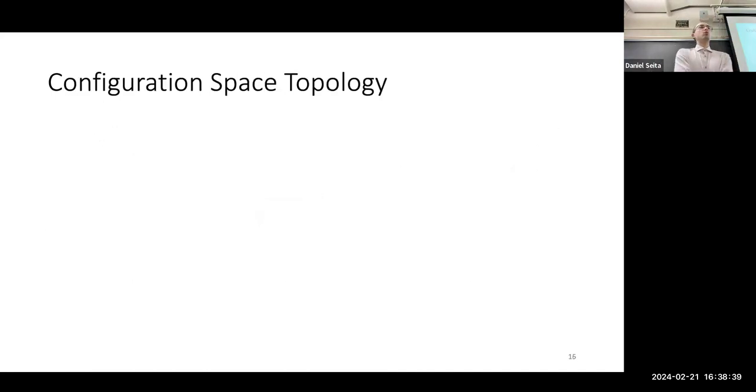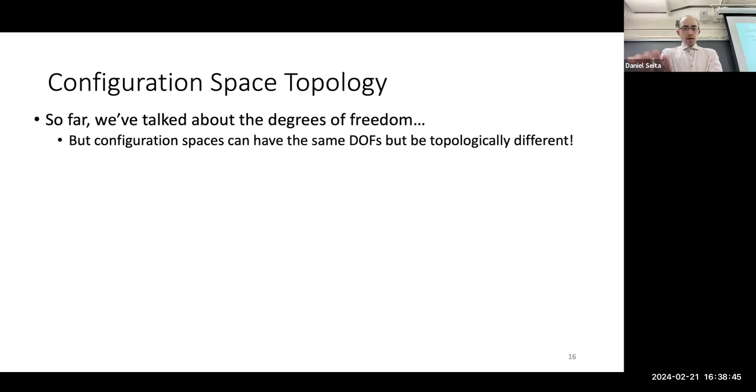All right, so now we'll talk about a configuration space and a topology. The reason for this is that we've talked about degrees of freedom, but you can have the same degrees of freedom for 2 configuration spaces that are fundamentally different in some sense. And so that's where the topology comes in.